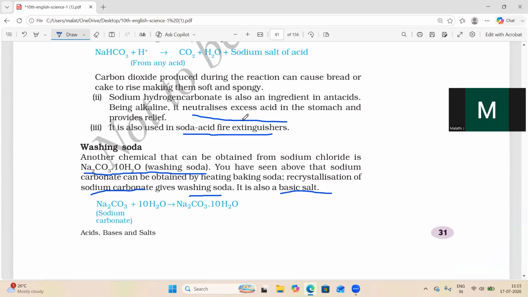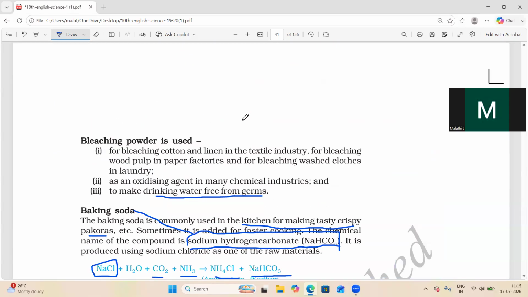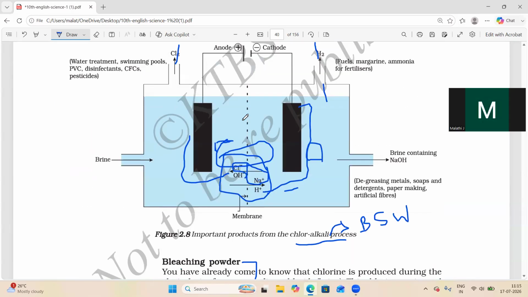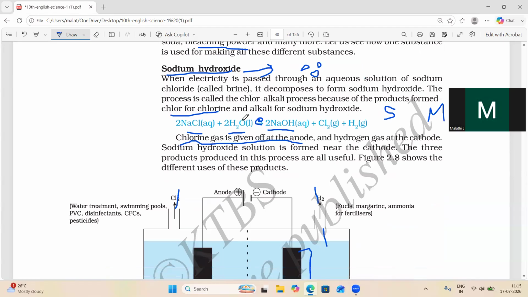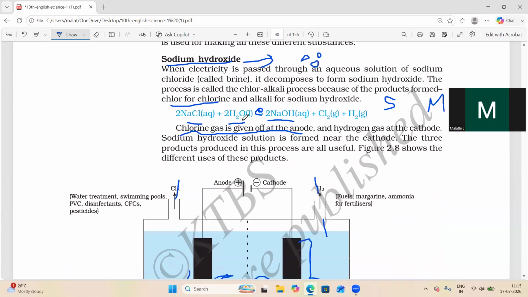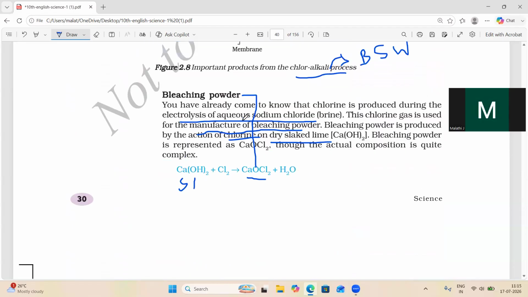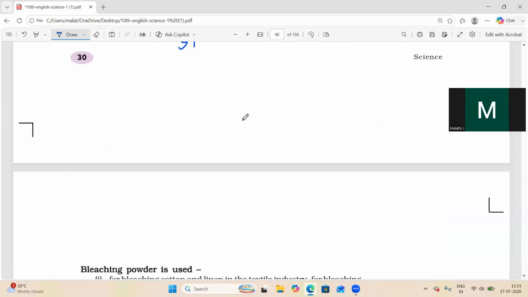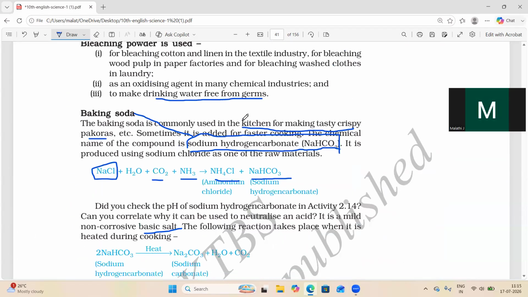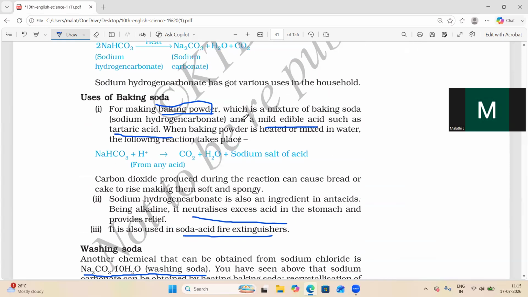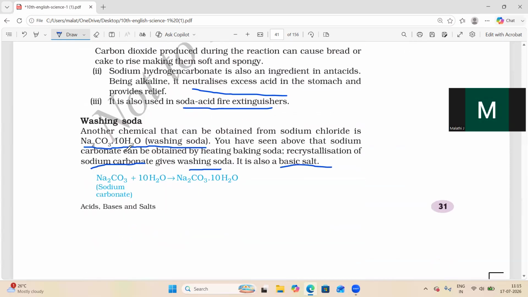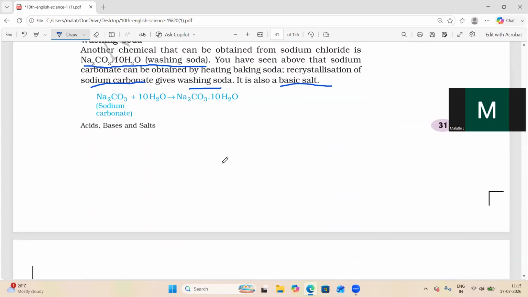Here are the important questions they may ask: the chemical name of bleaching powder. Then, what are the raw materials used to get sodium hydroxide? What is the chemical name of bleaching powder? What is the chemical name of baking soda? And what is the chemical formula for washing soda? These are the important things.